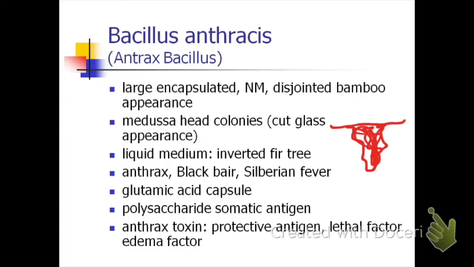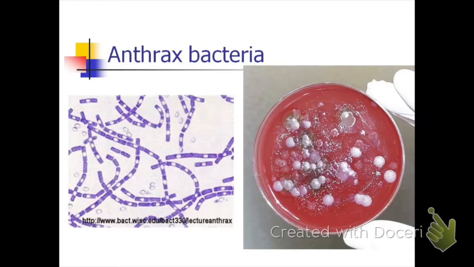They are also encapsulated. In fact, the capsule is made up of glutamic acid. The cell wall also has a polysaccharide somatic antigen, and the virulence factors are known as the anthrax toxin, made up of the protective antigen, the lethal factor, and the edema factor. So these are the virulence factors of Bacillus anthracis.